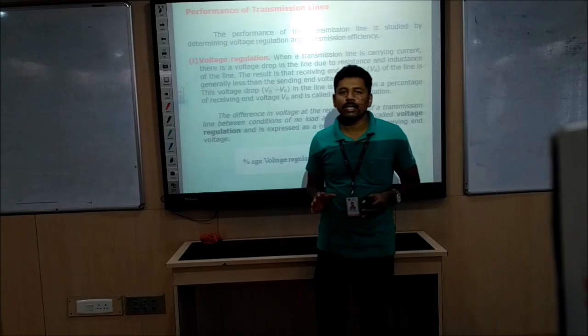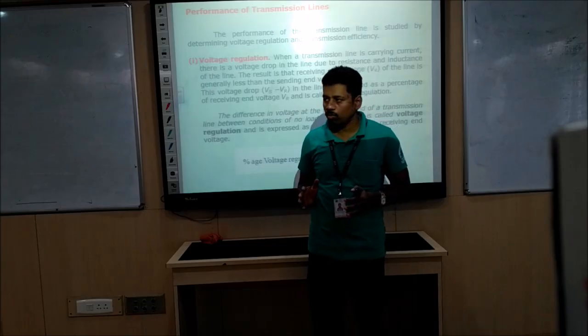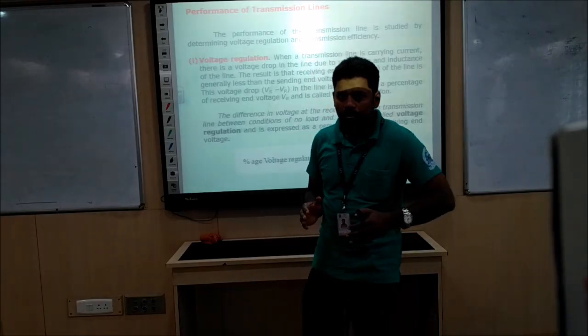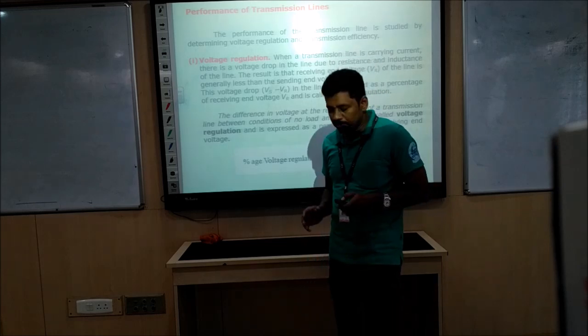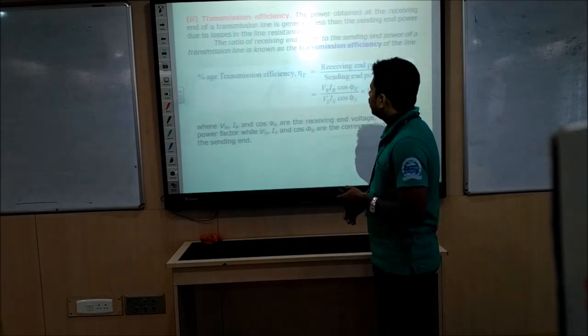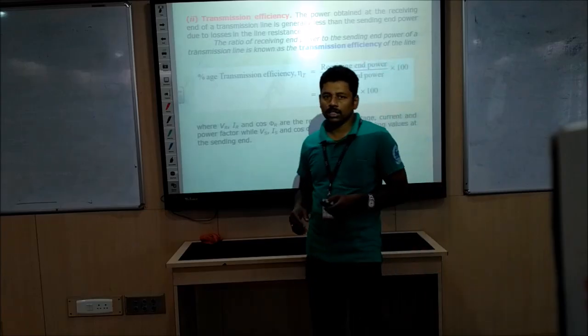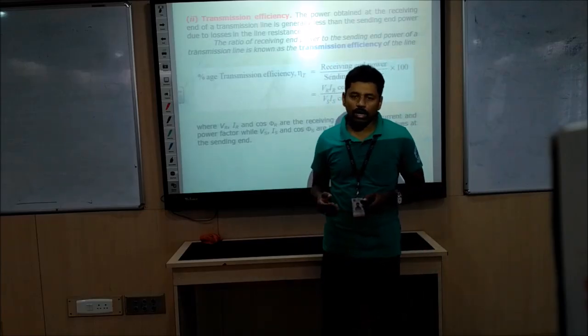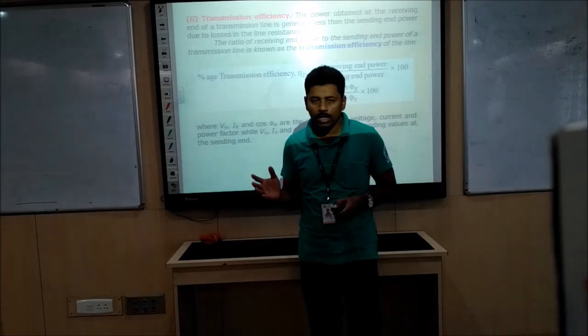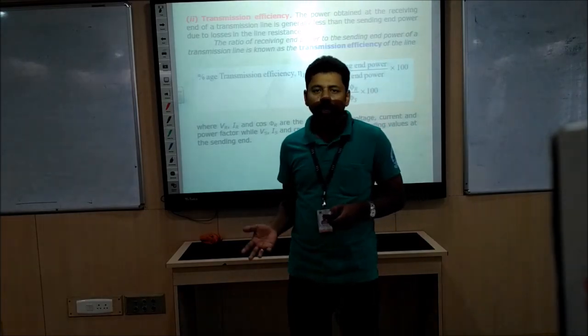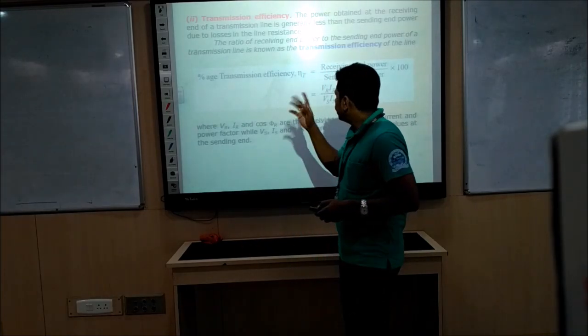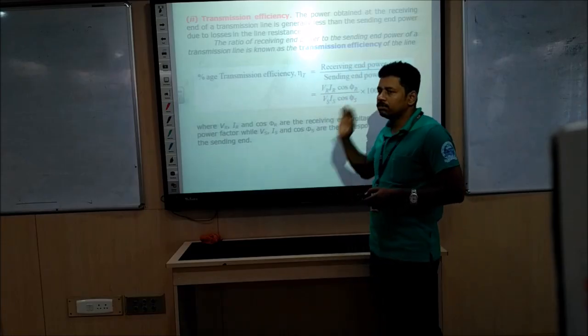And the tolerance limit should be within plus or minus 5%. The voltage regulation which you considered should be within plus or minus 5%. That is the thing we have to maintain. Then coming to the transmission efficiency, this is also important. We are trying for 100% efficiency, but practically it is not possible to get 100% efficiency. So in that case, we find the transmission efficiency.